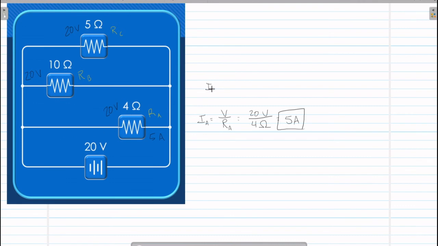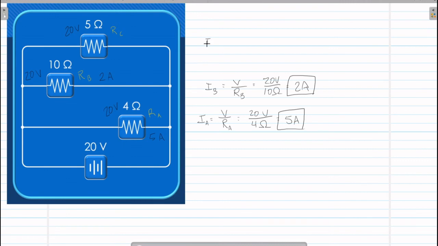Now let's take a look at the second branch. The current across branch B is equal to the voltage divided by resistance B. The voltage is 20 volts, of course, and the resistance on branch B is 10 ohms. 20 divided by 10 is 2 amperes. So there are 2 amps of current flowing across branch B.